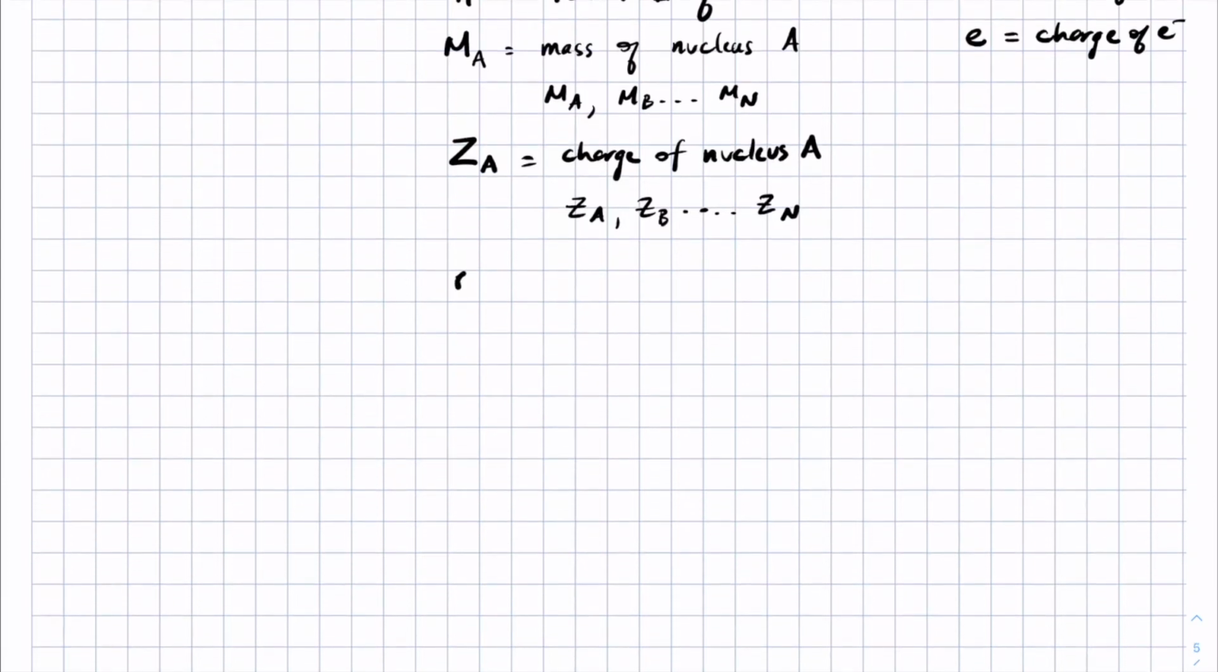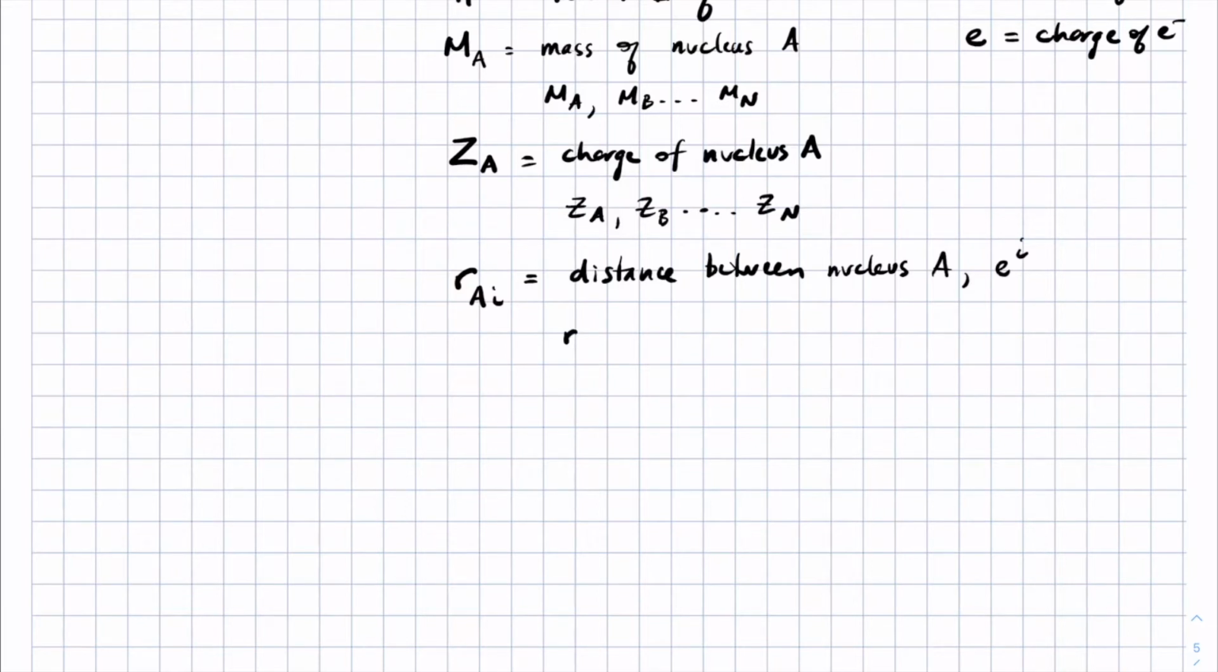R with the subscript A, I is going to be the distance between nucleus A and electron I. So we're going to have a ton of these R terms.